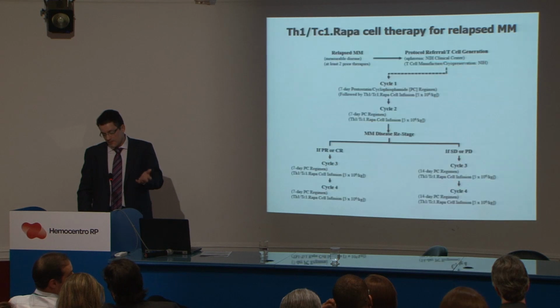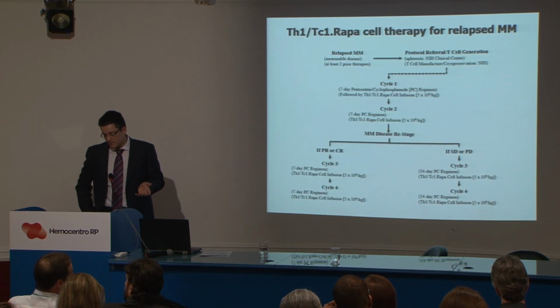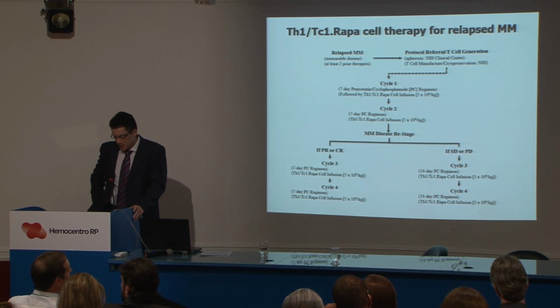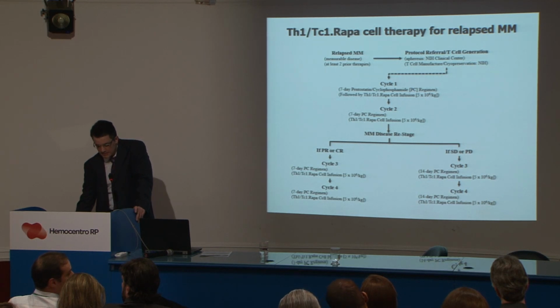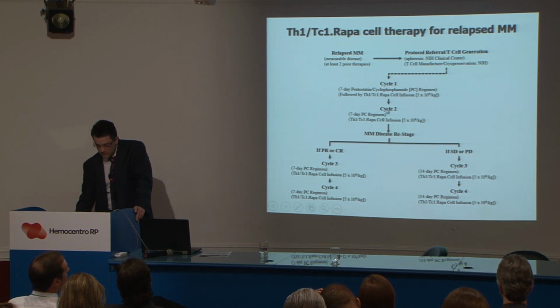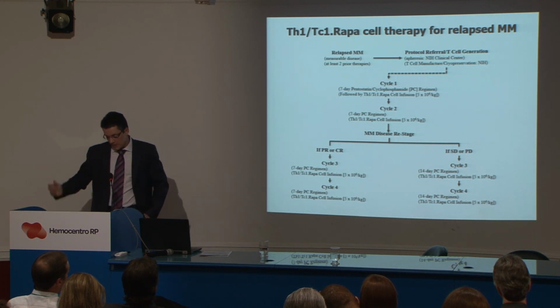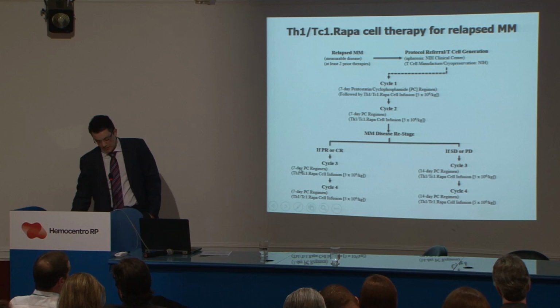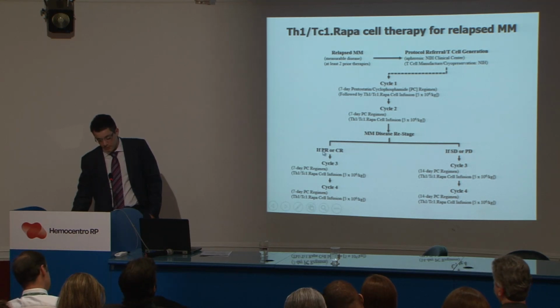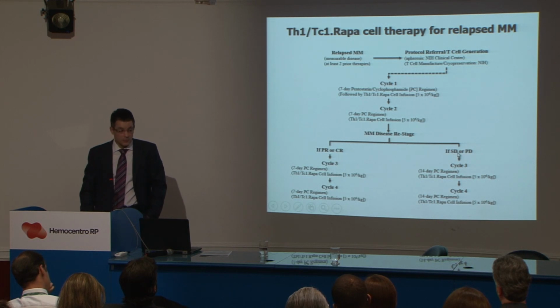And for relapsed multiple myeloma, there is also a protocol. Here the idea is to give 7 days of pentostatin with cyclophosphamide regime, what he called the PC regime, and then TH1, TC1 RAPA, 1 cycle, 6-day stop, second cycle. I check the disease response, and then you can see if you go to 14 days of PC regime, or you can stay with 7 days, depending on the response: complete remission, partial remission, stable disease, or progressive disease.